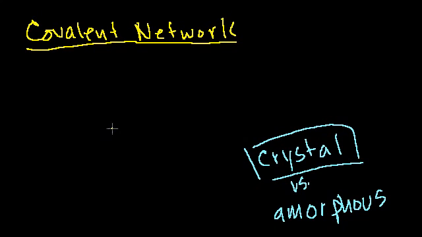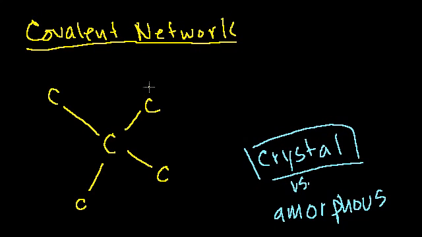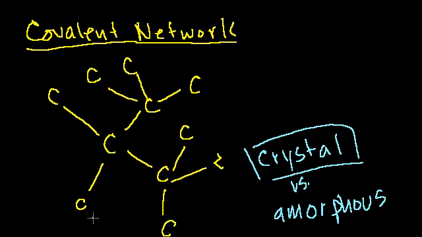So in the covalent network, carbon has four valence electrons, so it always wants four more. So when carbon shares with itself, it's very happy. What it can do is form 4 bonds to 4 more carbons. And then each of those carbons can form 4 more bonds to 4 more carbons, and 4 more carbons. And it just keeps going on. This is the structure of a diamond.